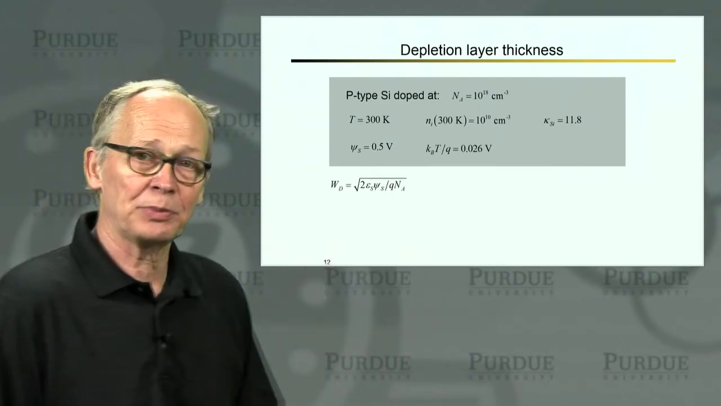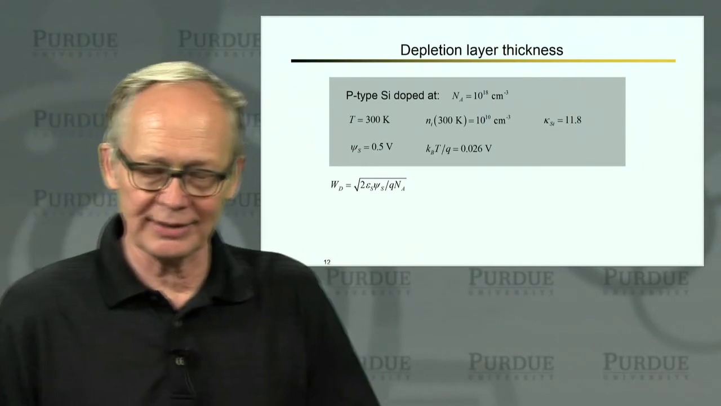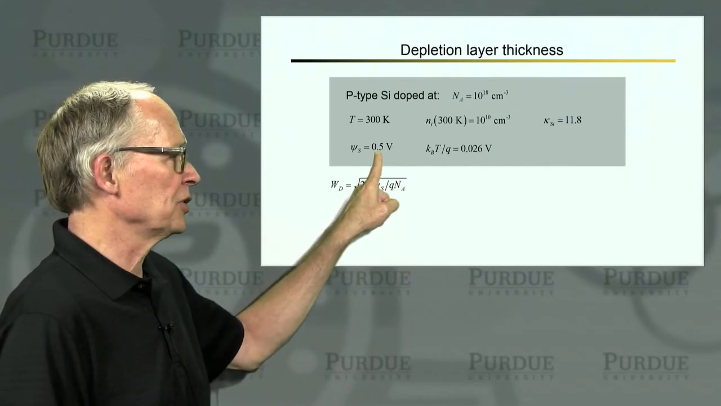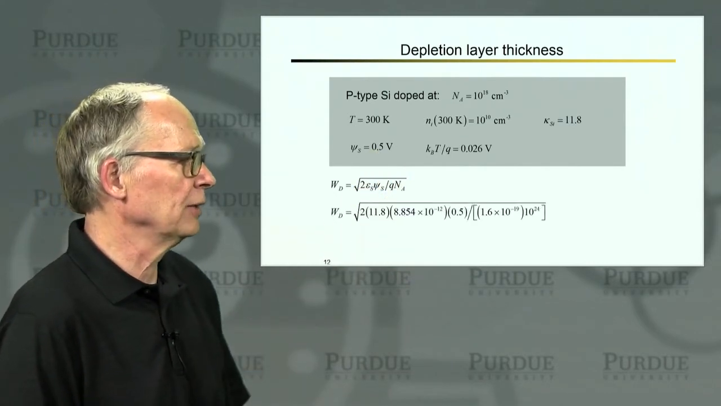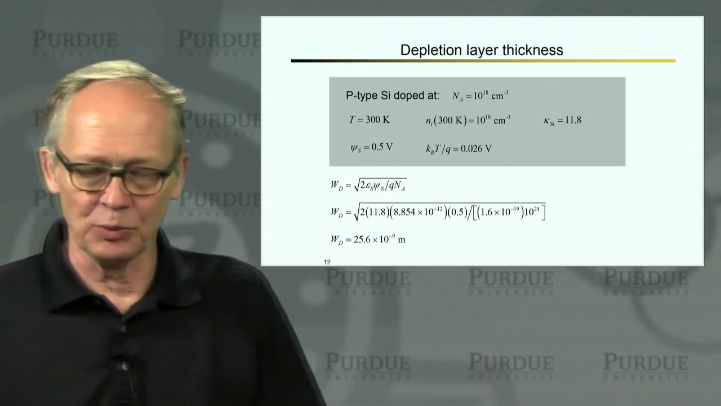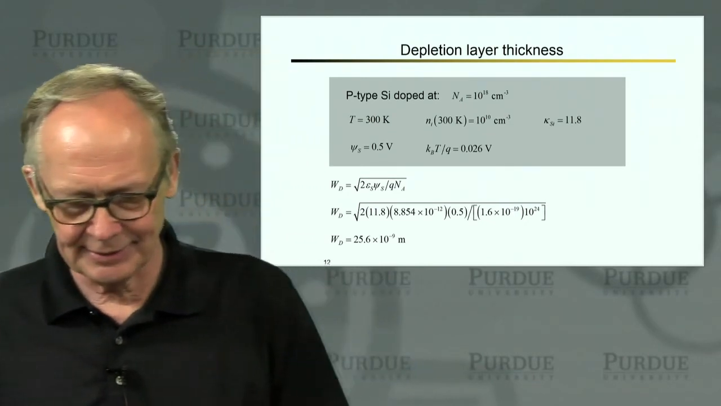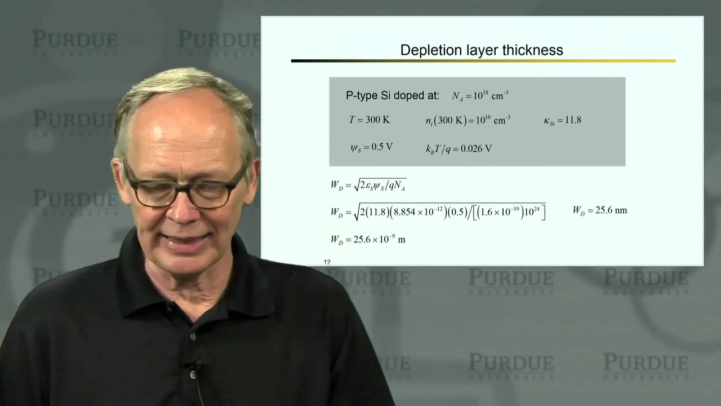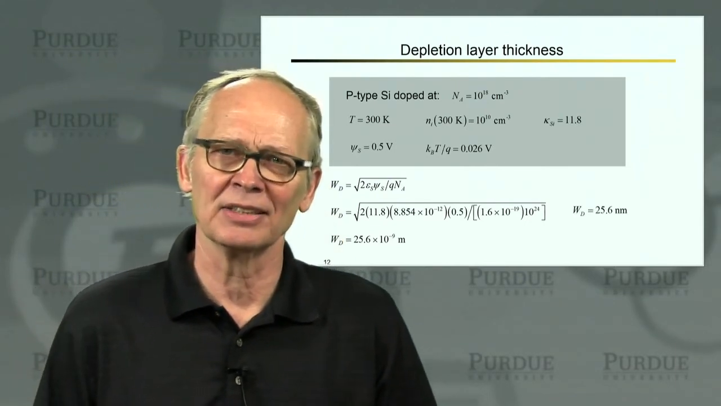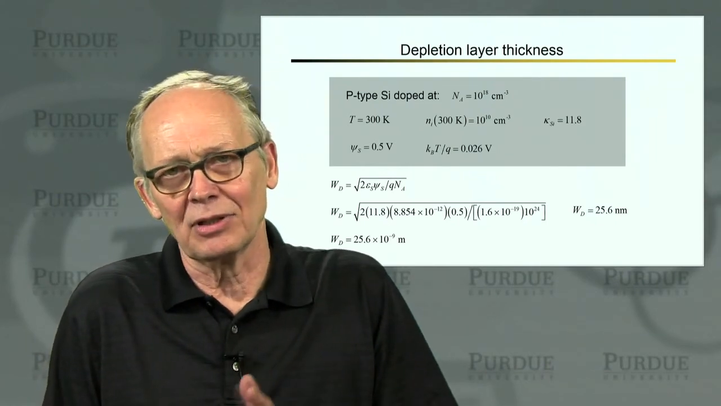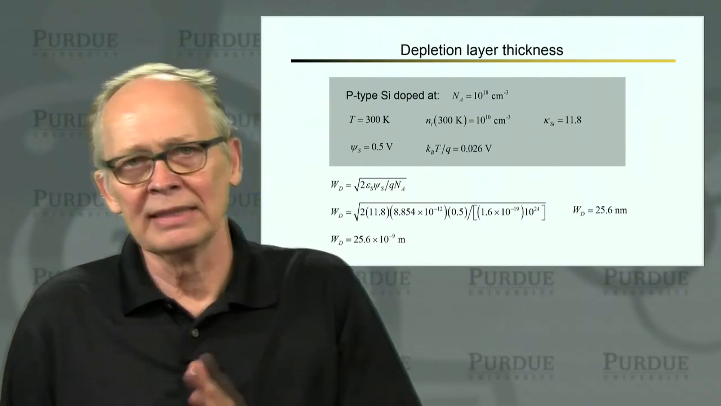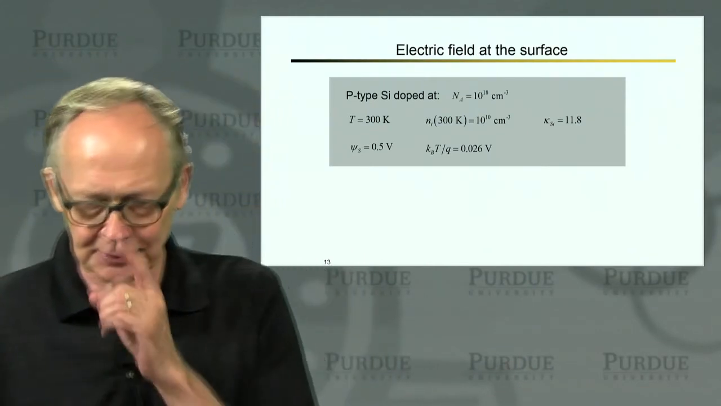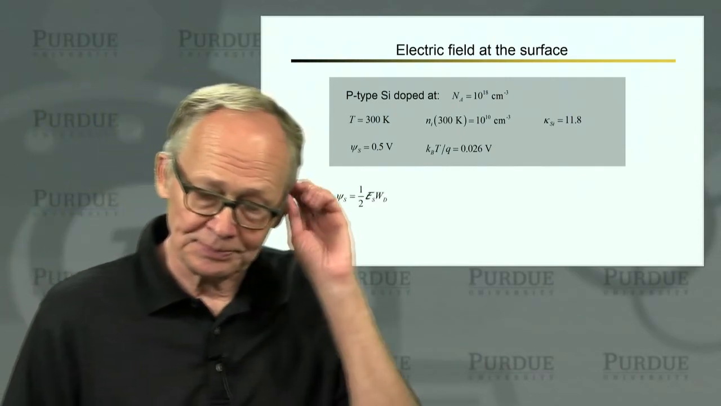We have developed an expression for the depletion layer thickness. Now we know we can use that expression. We were given that the surface potential is a half a volt. We plug numbers in, and we end up with 25.6 times 10 to the minus 9th meters. Or I could express that differently as 25.6 nanometers. So that gives you a feel for the typical depth of a depletion layer under normal conditions. 26 nanometers.